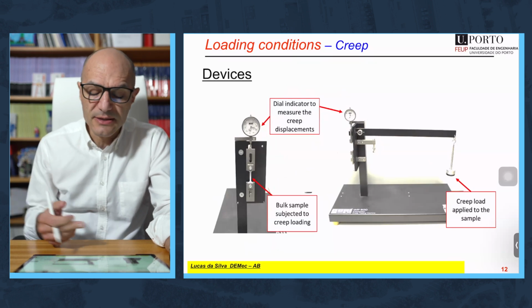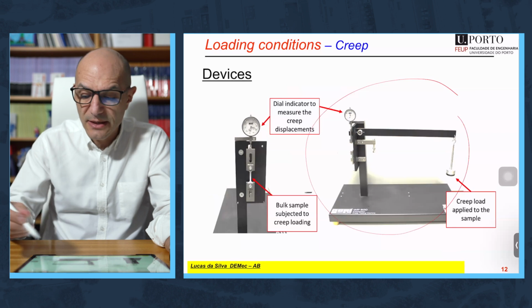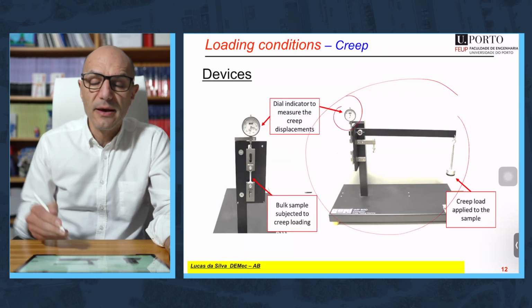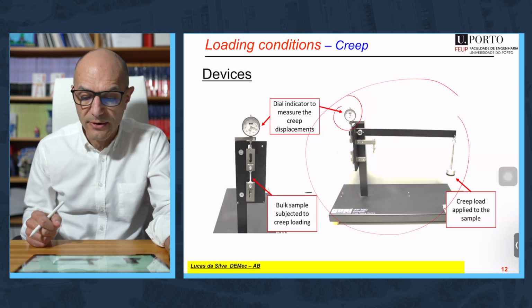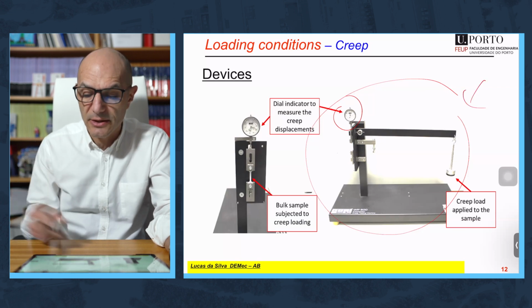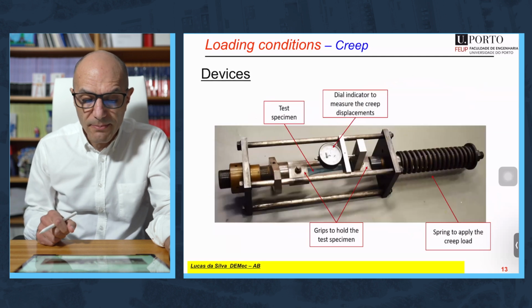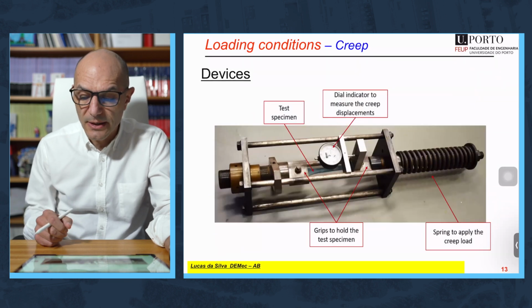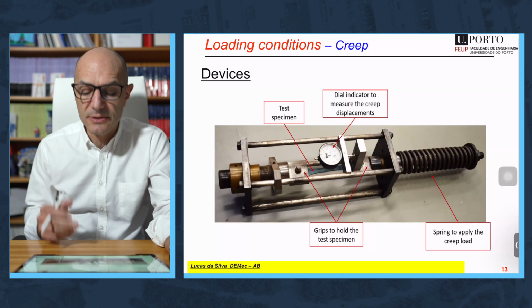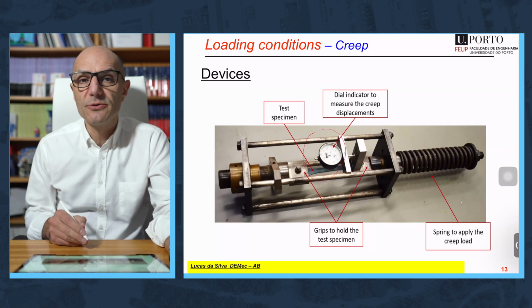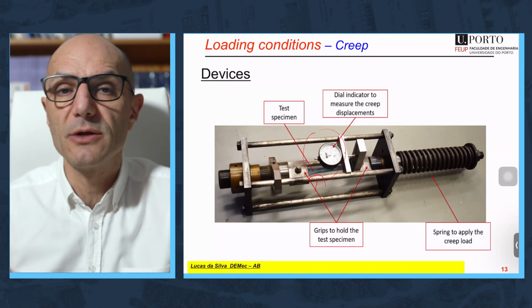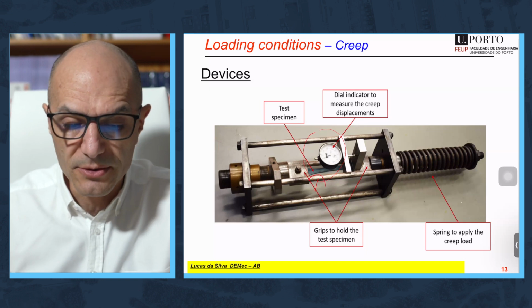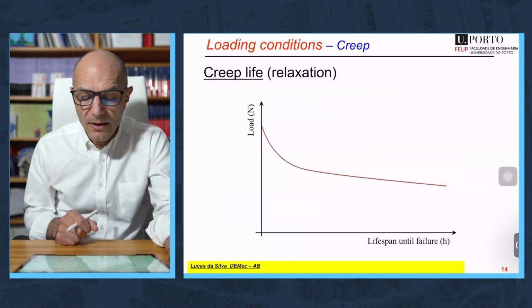One of the devices that is used is this simple device, just a weight, and you need a dial to measure during the test the displacement of the joint, and you can put this easily into an oven. Another apparatus that is quite common is to use a spring which applies a constant load. A dial is also used to measure the displacement of the joint. In this case it's a bulk, but you can also use a single lap joint or another kind of joint.